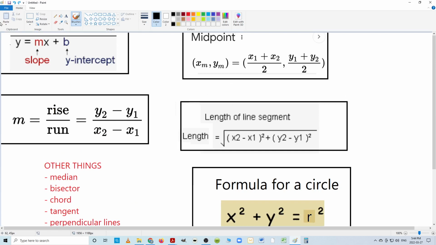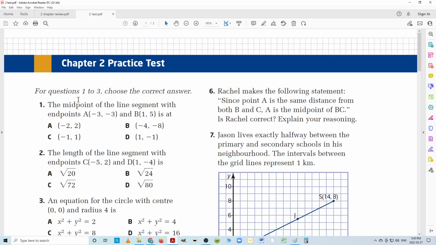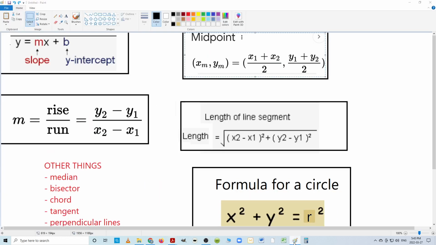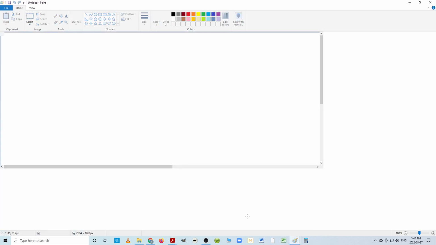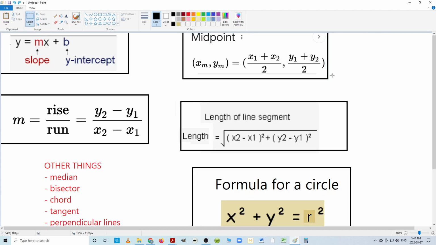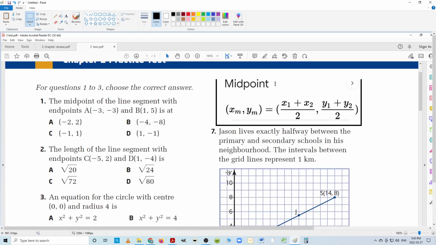So when you come across a question, I want you to instantly say, okay, they mentioned the word midpoint, write down the formula. This is a great example. This is the test review practice test. As soon as I see midpoint, I'm going to write down the midpoint formula, and it's going to help me focus on the questions at hand. So I'm going to go back over here and grab it and come back and go, okay, midpoint formula, here we go.